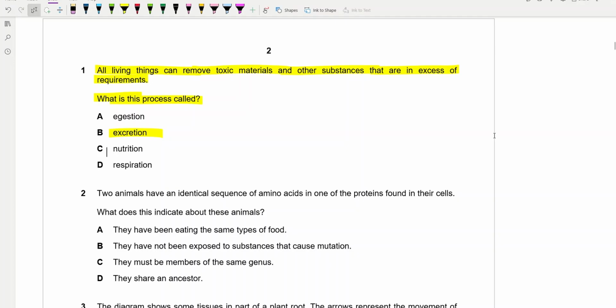Question number 2. Two animals have an identical sequence of amino acids in one of the proteins found in their cells. What does this indicate about these animals? Option A, they have been eating the same types of food. Option B, they have not been exposed to substances that cause mutation. Option C, they must be members of the same genus. The answer would be option D, they share an ancestor.